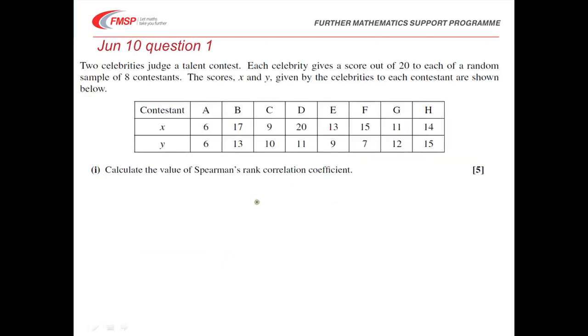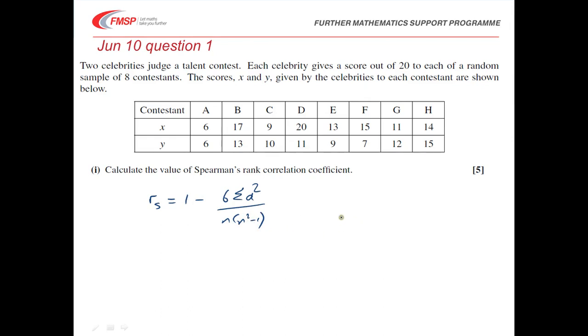Okay, so looking at another question, June 10, question 1, we've got 2 celebrities and they're judging a talent contest. Each celebrity gives a score out of 20 to each of a random sample of 8 contestants, and the scores are given as shown below. And what we're asked to do in this case is to calculate the Spearman's rank correlation coefficient. So again, there is a formula for this, which we'll come to in a minute. As RS is equal to 1 minus 6 sum of d squared over n squared minus 1, where d is the difference in ranks, so we're looking for the sum of d squared.